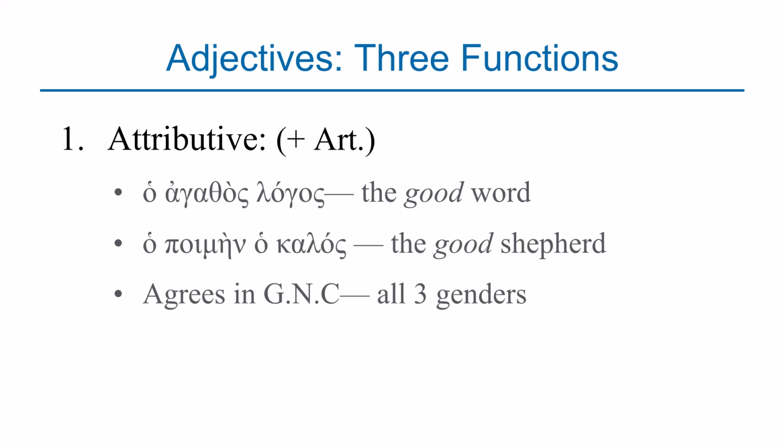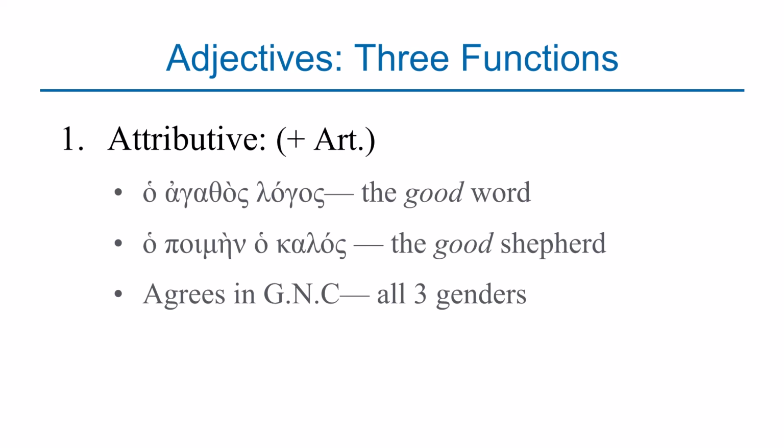And we said every time the adjective is modifying a noun, it's working in that attributive function. And the clue to knowing that the adjective is in the attributive is that the adjective is going to have the definite article. So when the adjective has the definite article, it's in the attributive. For example, in that case, you have ho agathos logos.